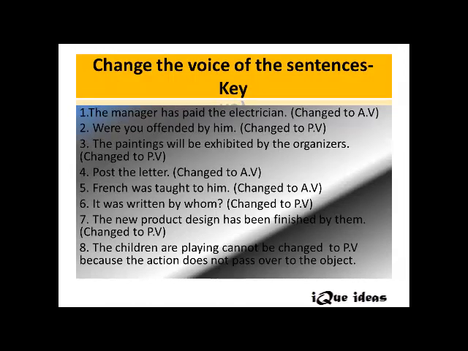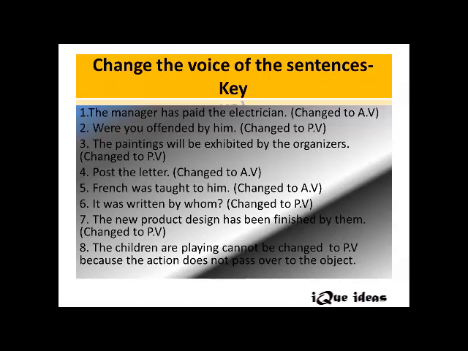Now let's check. After you have changed them, the first sentence, when we change it to active voice, goes like this: "The manager has paid the electrician." There is no helping verb here, right? If there were a helping verb, then there would have to be "been" here. So it's not there. And there is no "by" also here. So the sentence has been changed to AV now. And the sentence is in present perfect form.